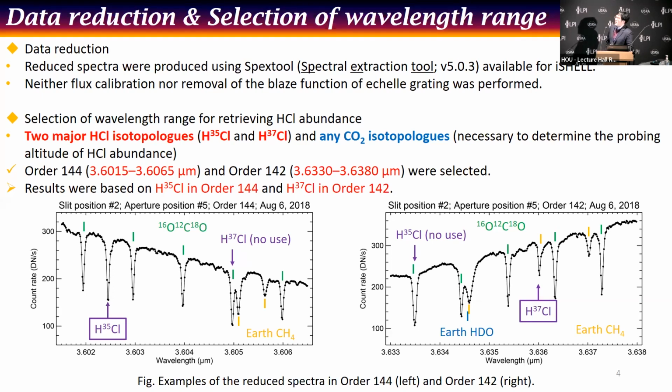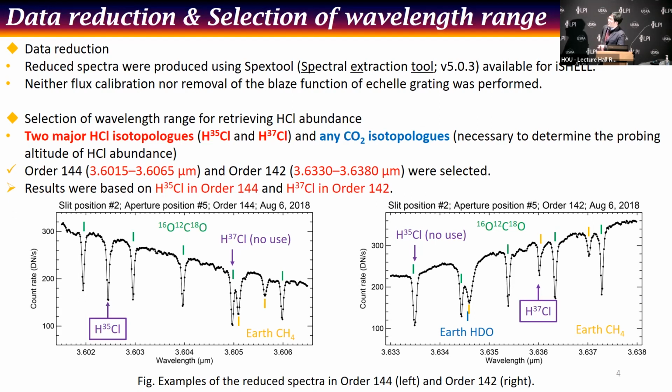For retrieving HCl abundance, we selected two different wavelength ranges, named order 144 and order 142. In each spectral order, there are two major hydrogen chloride isotopic groups and CO2 isotopic groups. The CO2 lines are necessary to determine the probing altitude of HCl abundance, so we used CO2 lines for determining the cloud top altitude. These figures show examples of the reduced spectra, order 144 on the left and 142 on the right.